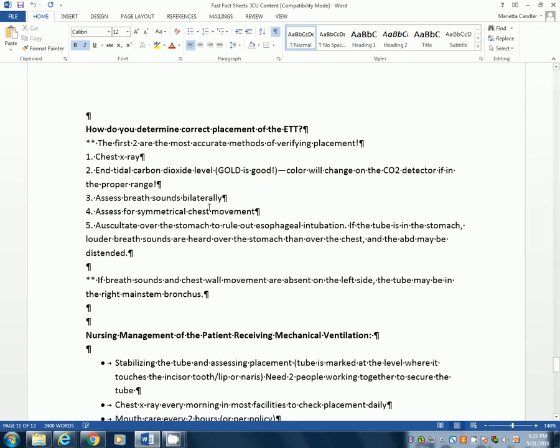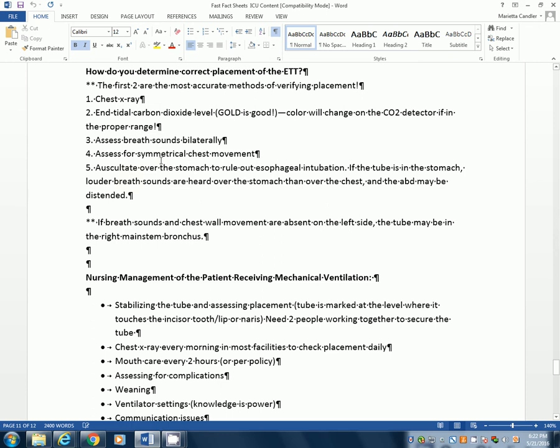Assess breathing patterns bilaterally. Assess for symmetrical chest movement, of course, once you put it in and you want to make sure it's in correct placement. Both sides of your lungs should be moving simultaneously and bilaterally.